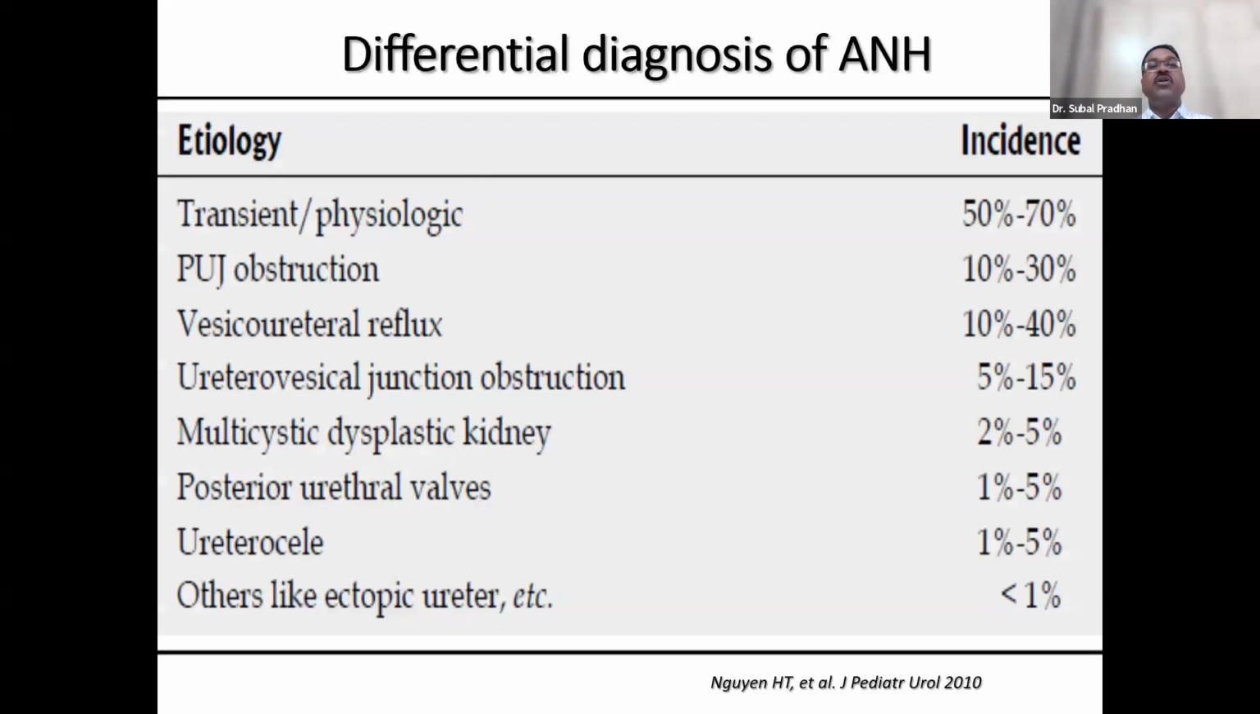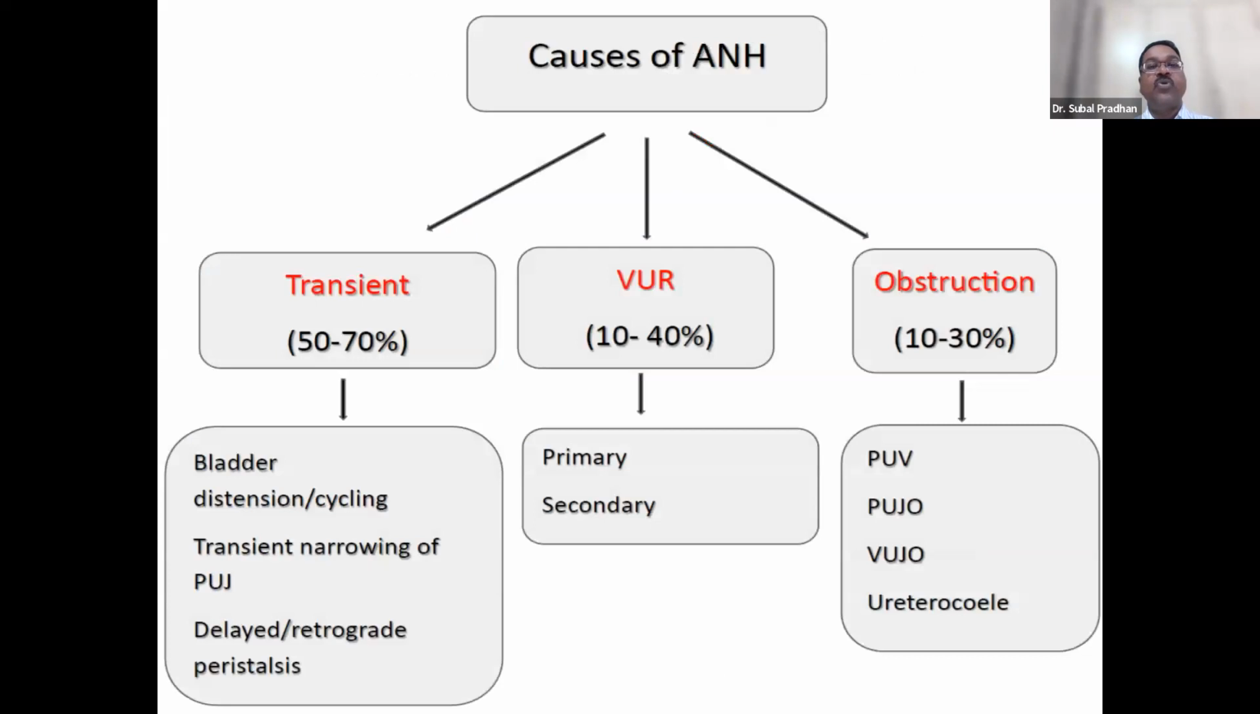So etiology has already been highlighted by Dr. Sobha. Overall, there are 3 categories. If you look at the causes of antenatal hydronephrosis, the majority of the cases are transient, around 50 to 70% of cases, and they are benign and don't require any interventions.